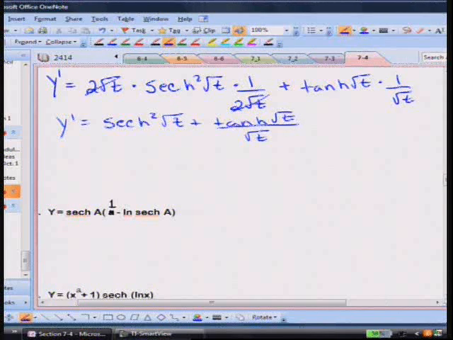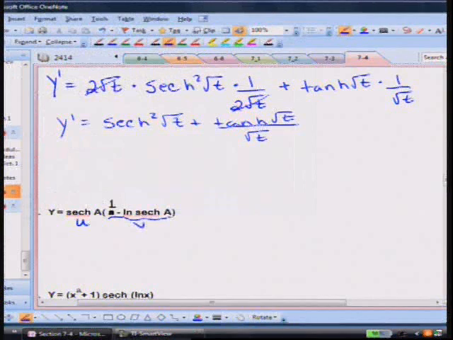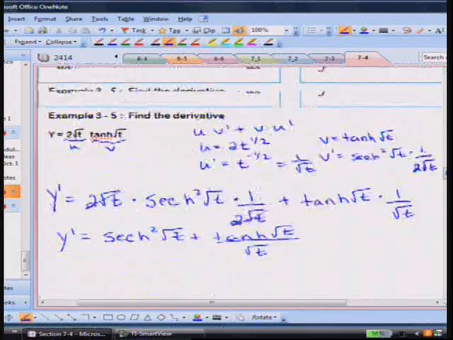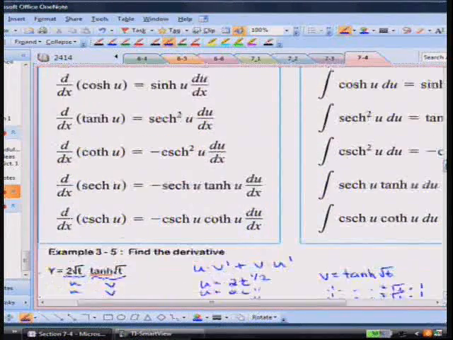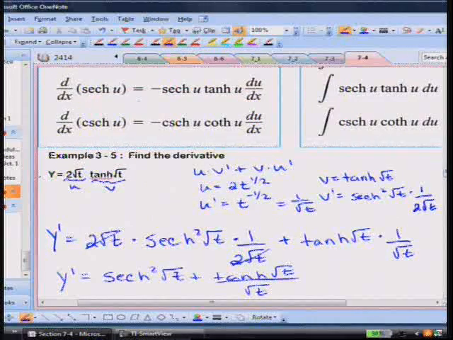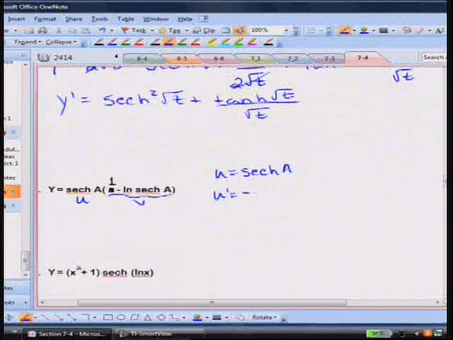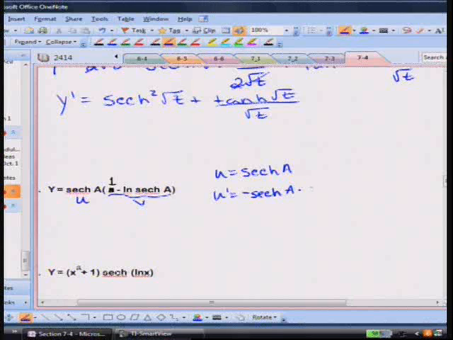So let's just treat this as a u, and I'm going to treat this as a v. Okay, and so u equals the hyperbolic secant of A. So u prime, what's the derivative of the hyperbolic secant? I don't know. Let's see. It is negative hyperbolic secant, hyperbolic tangent. So I guess I lied. This little chart that he has does have the u stuff in there. So he does have the chain rule implied, which is nice. Okay, so it's the negative hyperbolic secant of A times hyperbolic tangent of A.